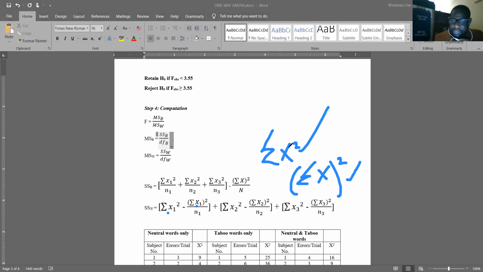So it means with this, you need to first take the x values. You need to first square them. After you've squared, then you sum. Then with this one in the bracket, it means sum the x values. After you've summed them, then you square. So let's try and do it.